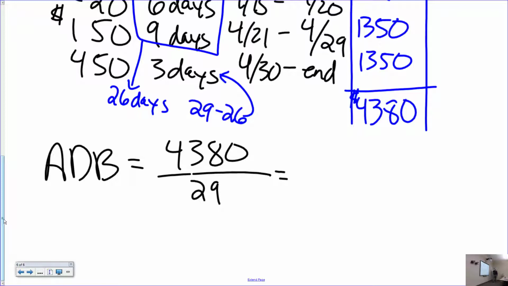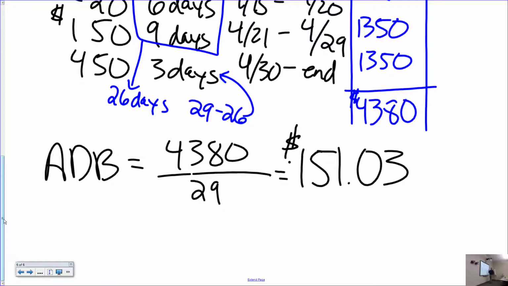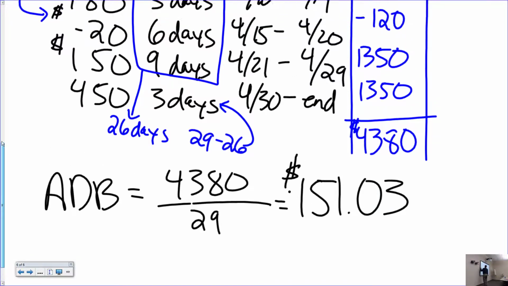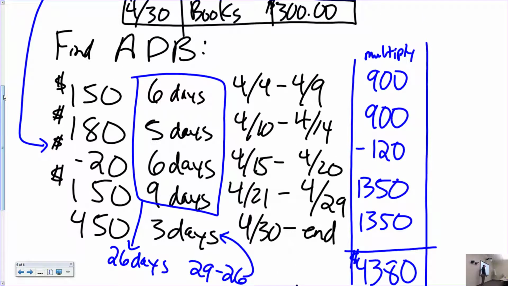Average daily balance: 151 and 3 cents. So this is just calculating an average over a billing cycle number of days, okay? You could, if you wanted to, literally write the numbers out one at a time, right? I mean, you could say, well, I borrowed 150, and then 150, and then 150. Nothing wrong with it, right?